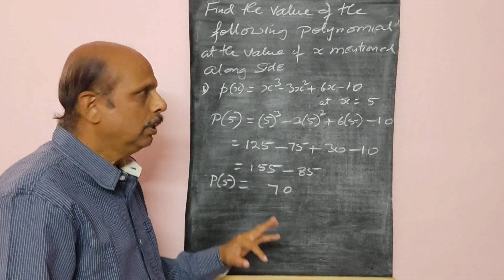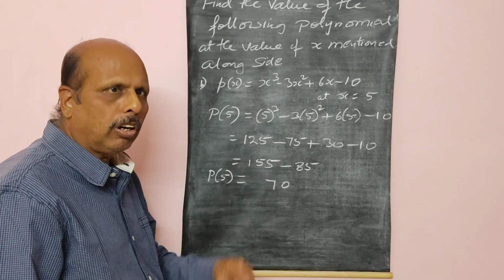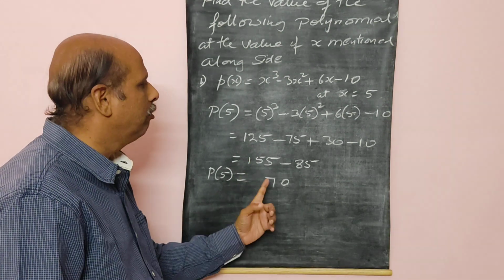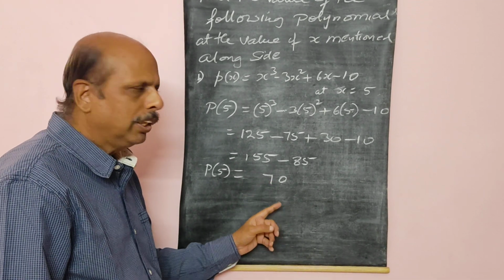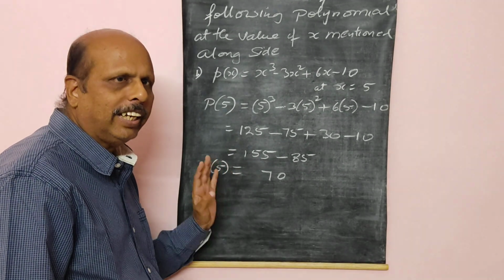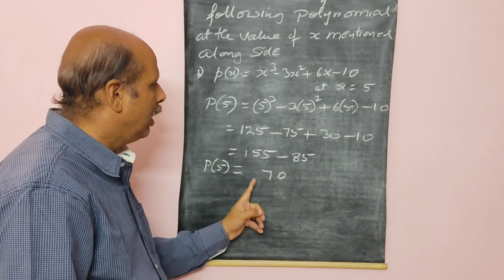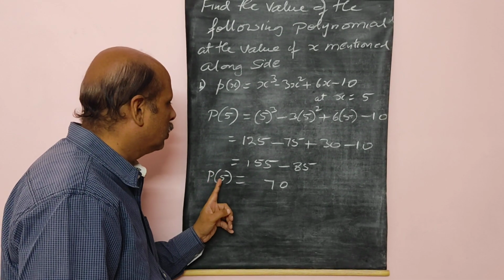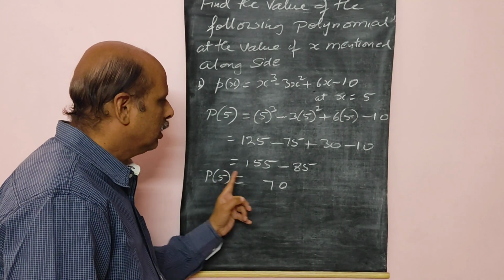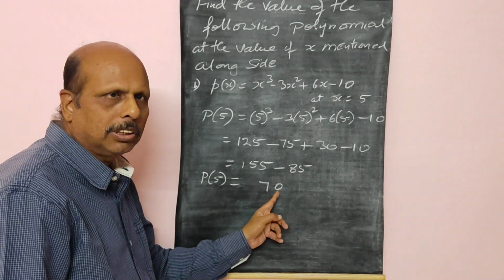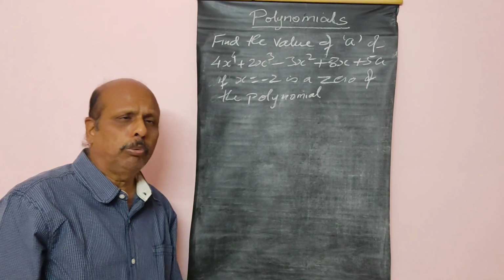Okay. So looking at the value, you can conclude whether it is a 0 of the polynomial or not. So here we are getting only the value of the polynomial, and since the value of the polynomial is not 0, it is not a 0 of the polynomial, but we get a value of the polynomial. So this is the value of the polynomial at x is equal to 5. If the value of x changes, the value will also change. Clear?